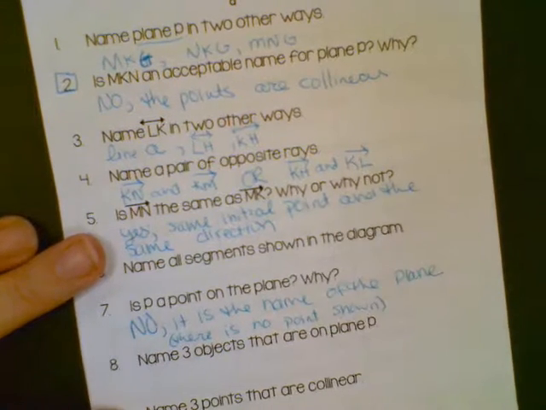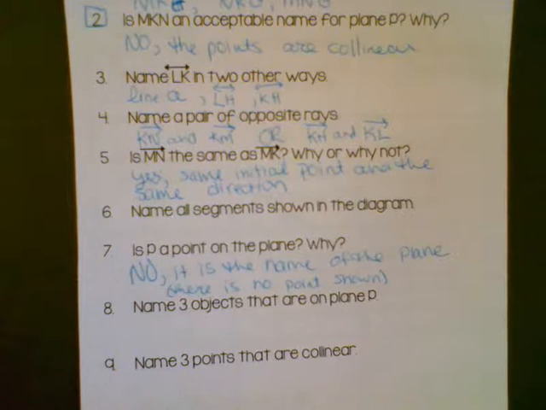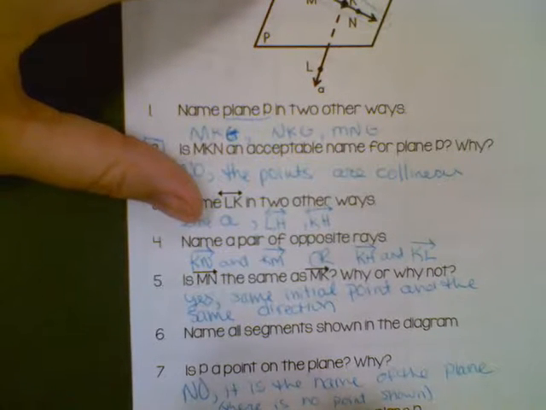Okay, so number 8, name 3 objects that are on the plane. So this is another one where there can be a ton of answers. Not any of those segments, but some of those segments we named, there's different points, there's lines, you can name some opposite rays. So I'm just going to go through 3 because there's a lot of answers. First I'm going to say that we just have point G. So point G is on that plane. So one object on that plane is point G.